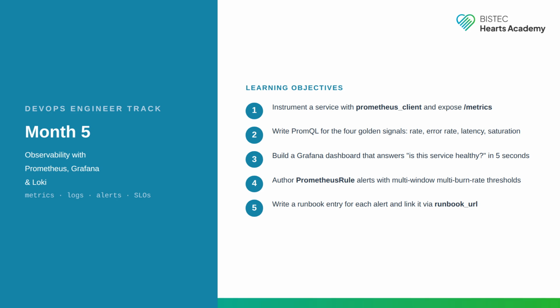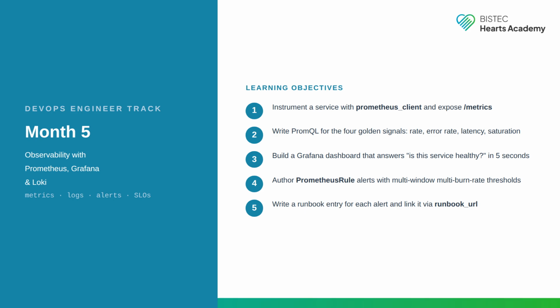Observability is the ability to understand the internal state of a system from its external outputs, the metrics it emits, the logs it writes, and the alerts that fire. By the end of this session, an engineer responding to an incident will be able to answer, "Is this service healthy?" in 5 seconds, and "Why isn't it?"